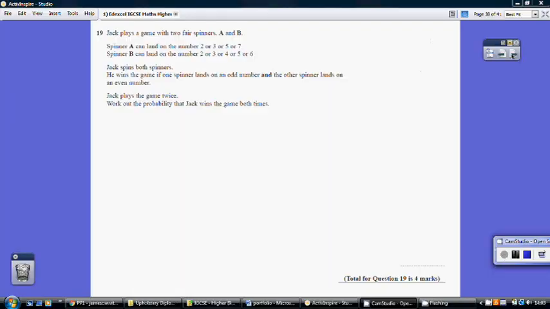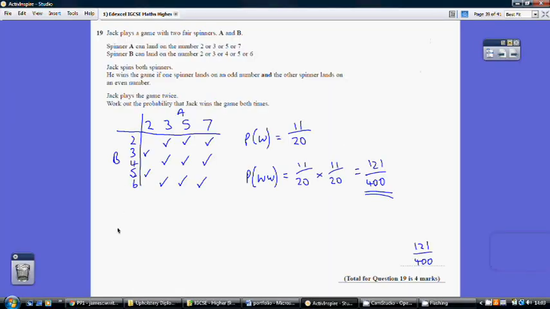Question 19. Now I think one of these sample space diagrams is probably best to help you gather your thoughts on this. So spinner A can land on a 2, 3, 5 or a 7, and spinner B can land on a 2, 3, 4, 5 or 6. And Jack wins the game if one spinner lands on an odd number and the other spinner lands on an even. So how many ways is he going to win?